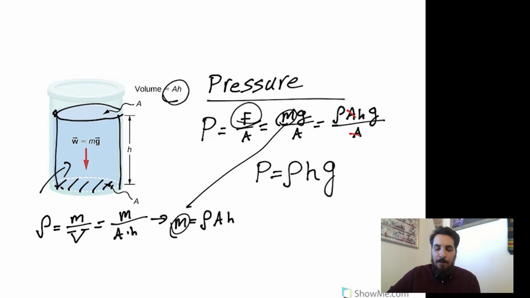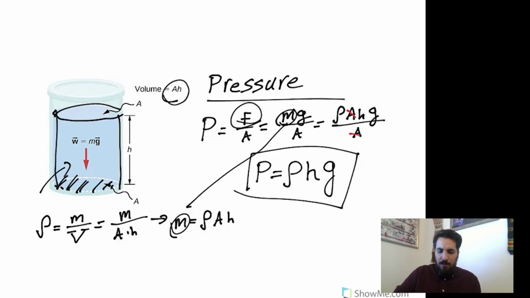And this is interesting. Why is this interesting? Well, it's interesting because it doesn't actually depend on the area of our container's bottom. There's no area in our final term. It doesn't show up anywhere. It only depends on the height of the surface of our fluid, and it only depends on the density of the fluid, meaning what fluid is present.